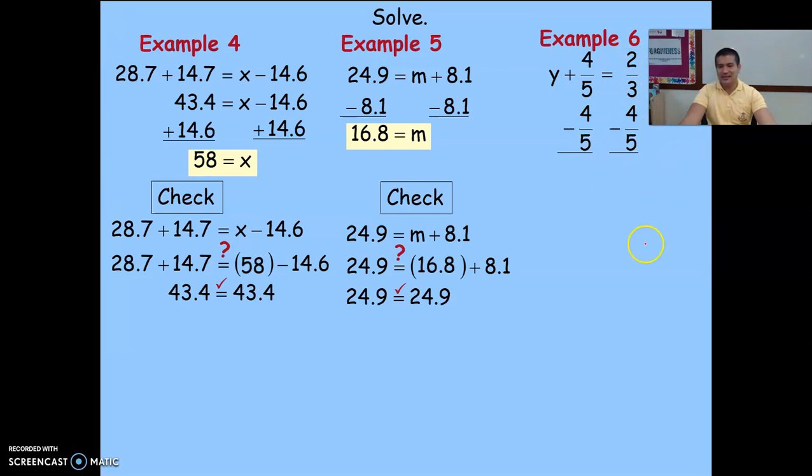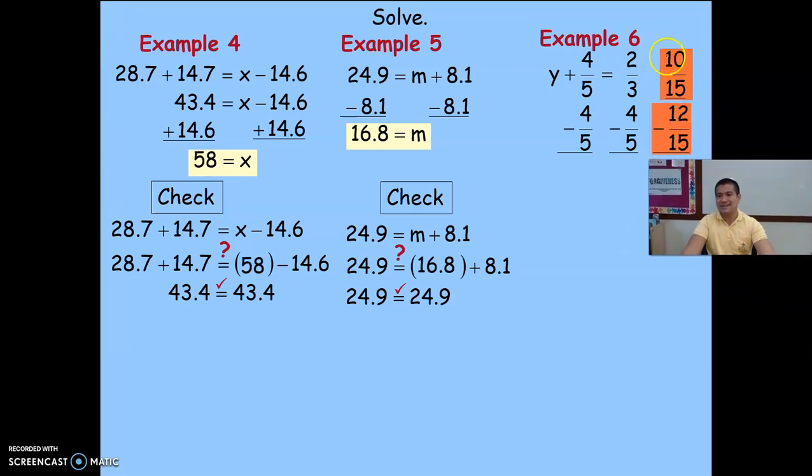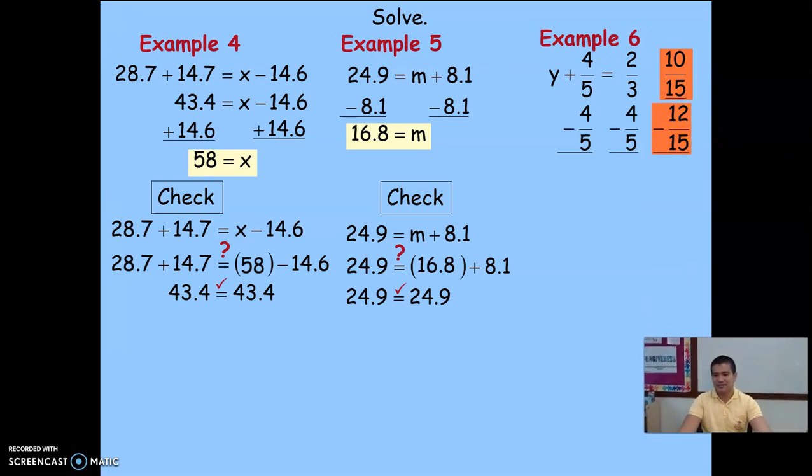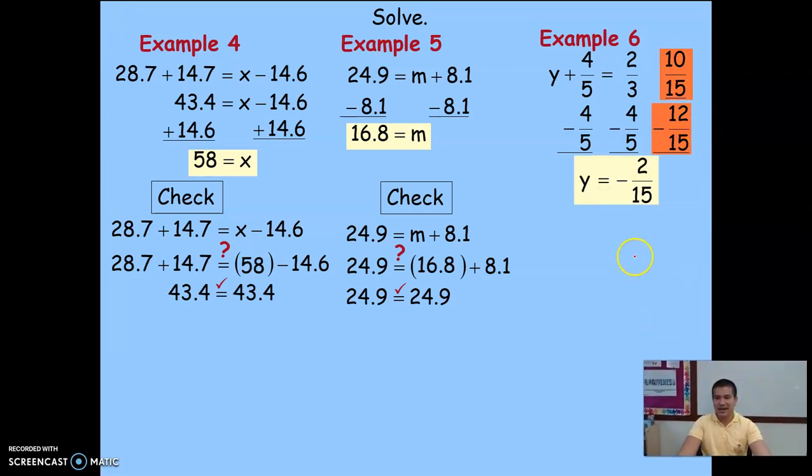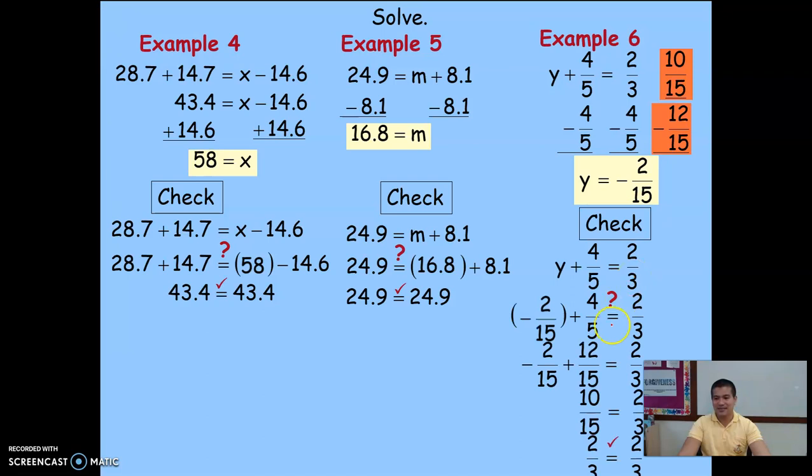So again, we have different denominators here. So find the LCD. What is the LCD of 5 and 3? Okay. Therefore, the LCD there is equal to 15. Okay. 10 over 15, and 12 over 15. So we can have now y equals 2 over 15, and then to check, the same process. And then after that, we're going to simplify it further.